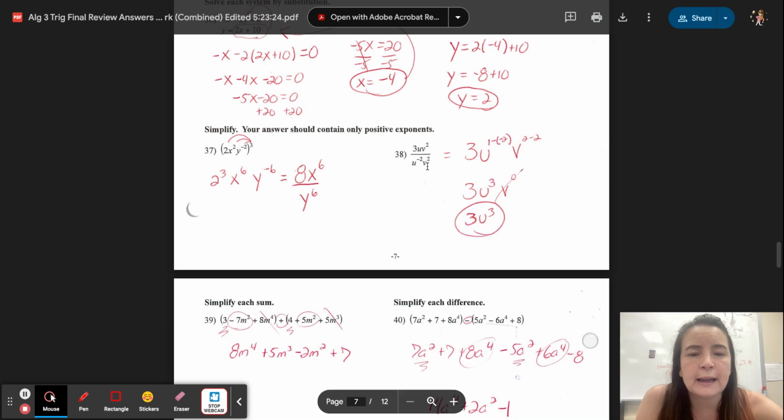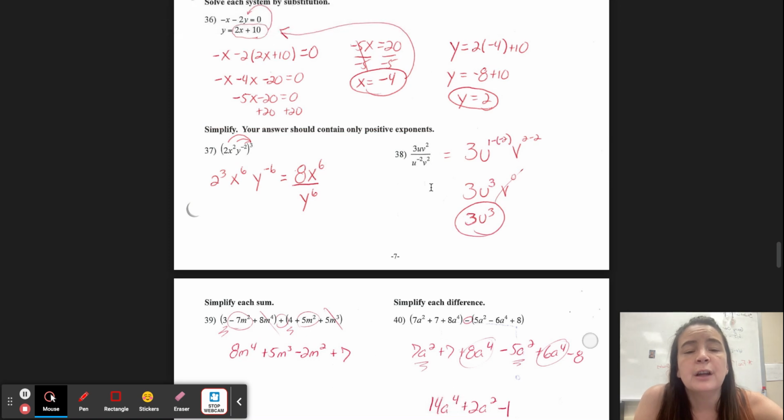For number 38, this one was division. So I went ahead and divided 3 divided by 1 because there's no number here. It's just 3. u to the first divided by u to the -2nd. You subtract the exponents when you divide. So you see me doing 1 minus -2. Double negative turns to a positive. So that's how I got 3 down here.